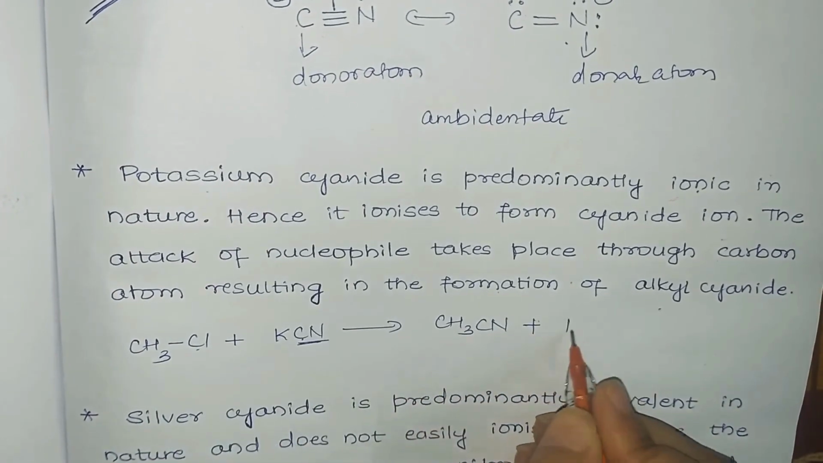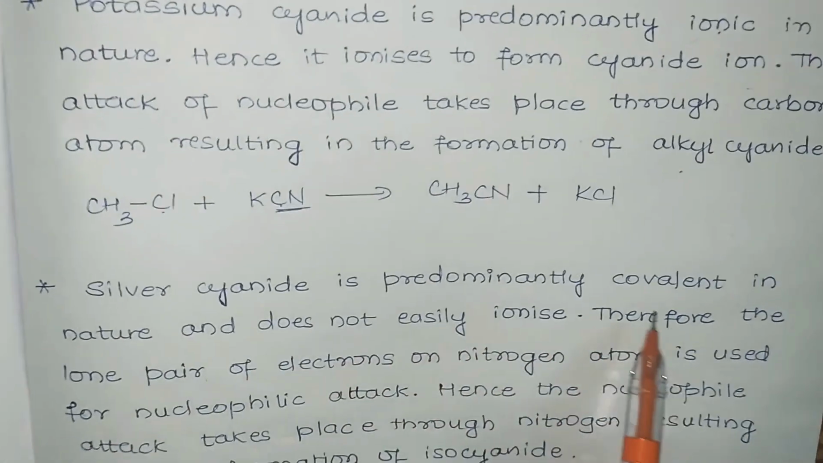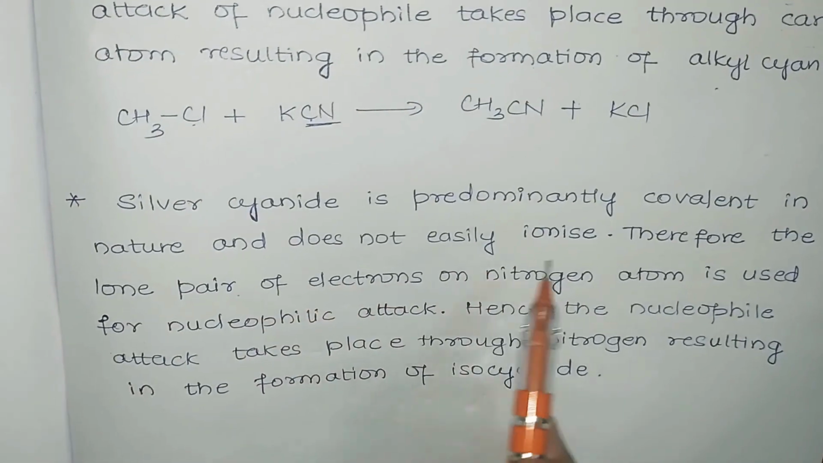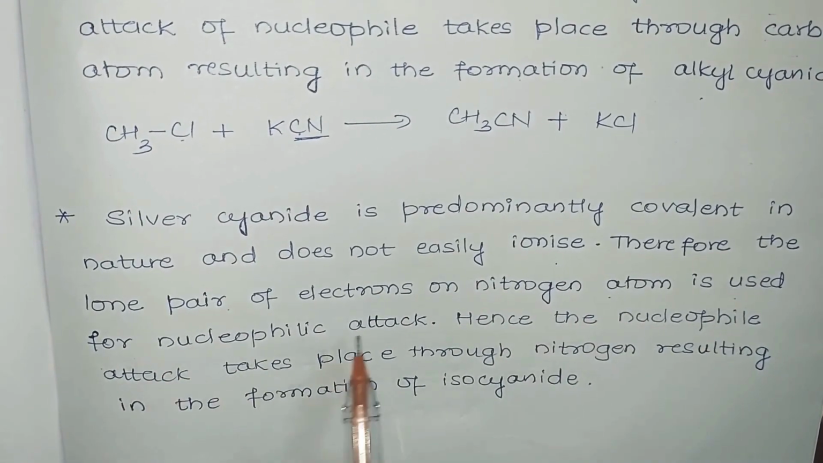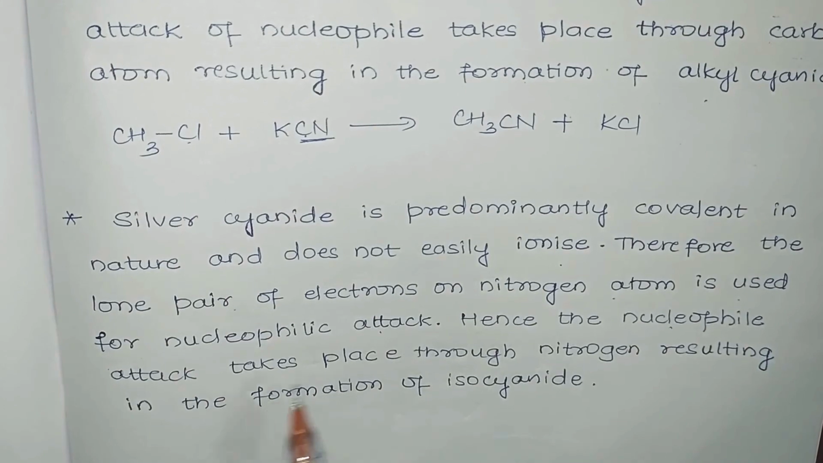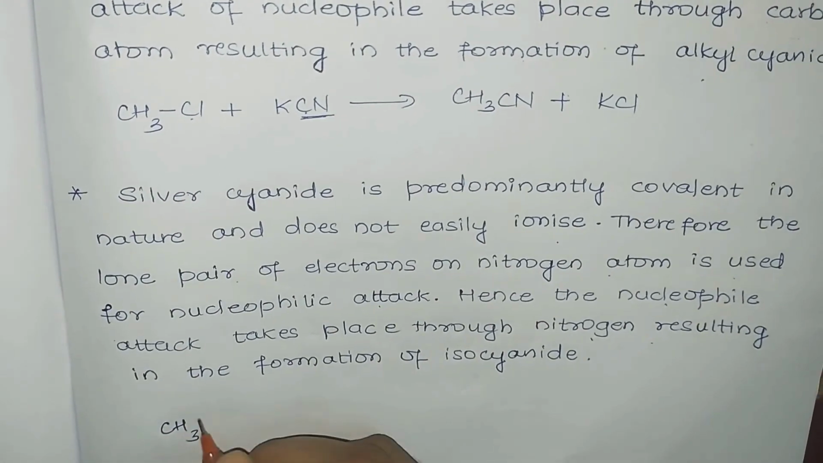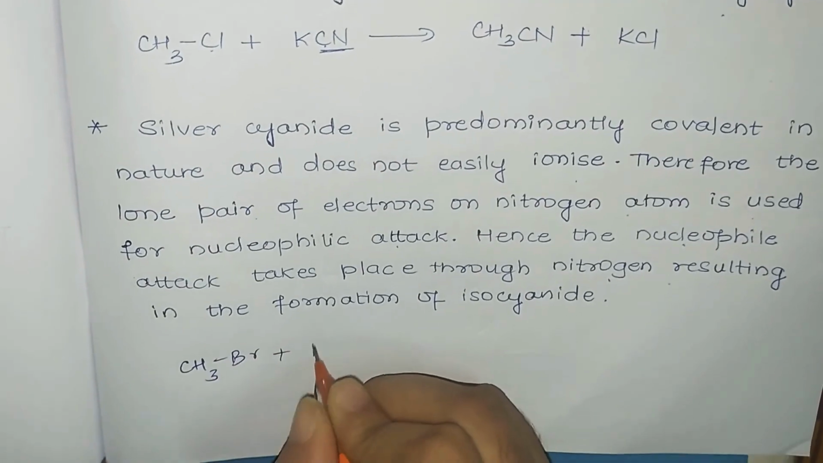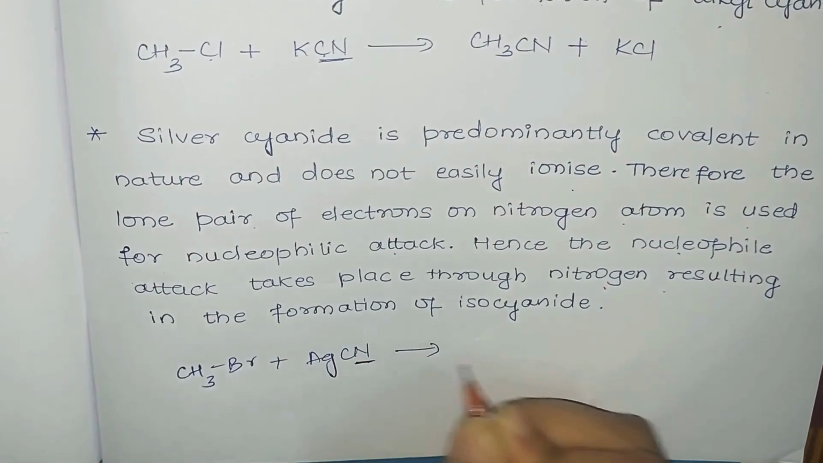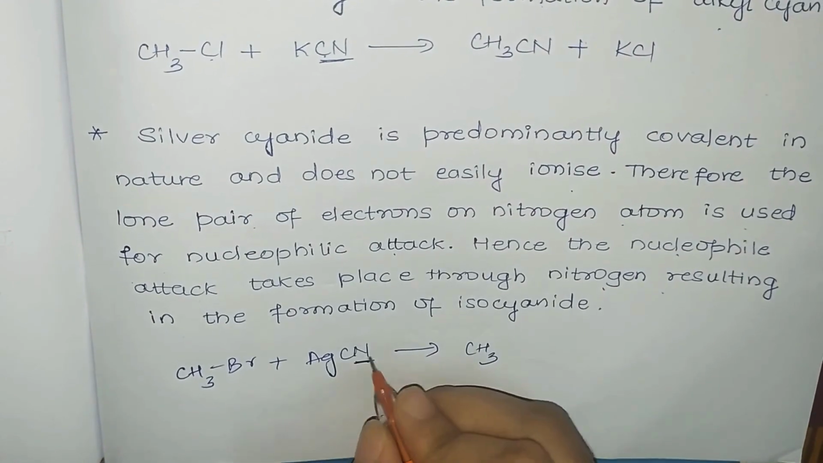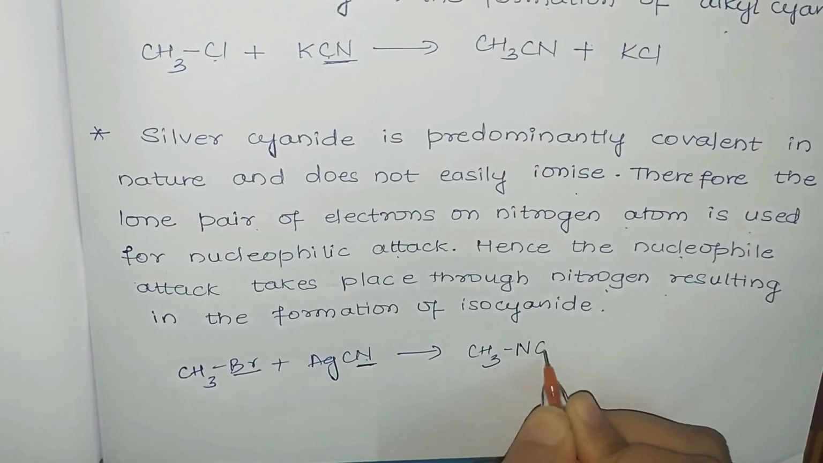Next, if it is silver cyanide, it is predominantly covalent in nature and does not easily ionize. Therefore, the lone pair of electrons on the nitrogen atom is used for nucleophilic attack. Hence, the nucleophilic attack takes place through nitrogen, resulting in the formation of isocyanide. Consider the example of methyl bromide reacting with silver cyanide. Here the bonding takes place through nitrogen. So you have to write it as CH3NC. Br is replaced here, and the other product we get is AgBr. So the main product is isocyanide.